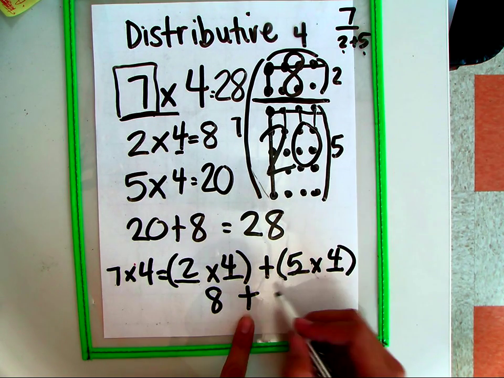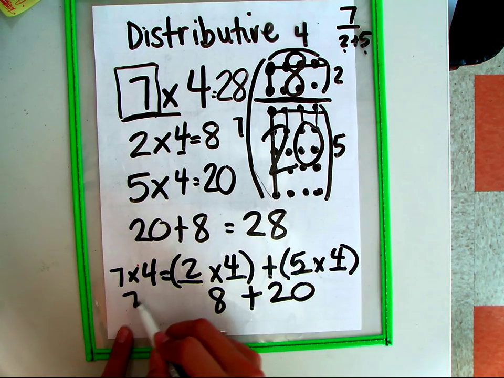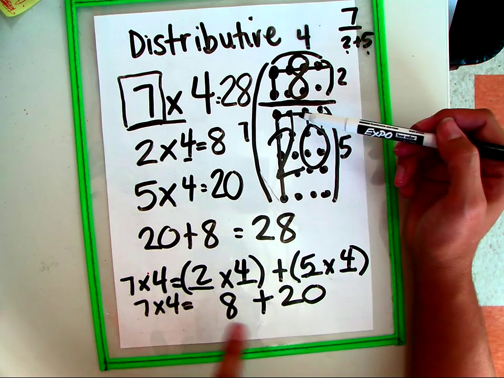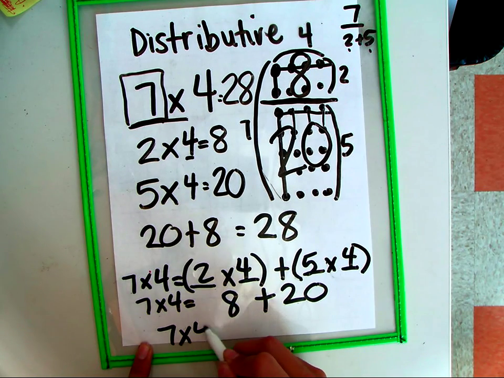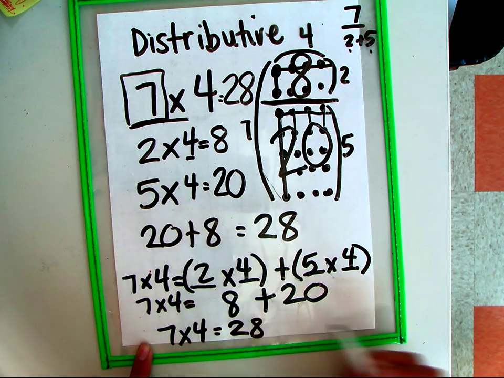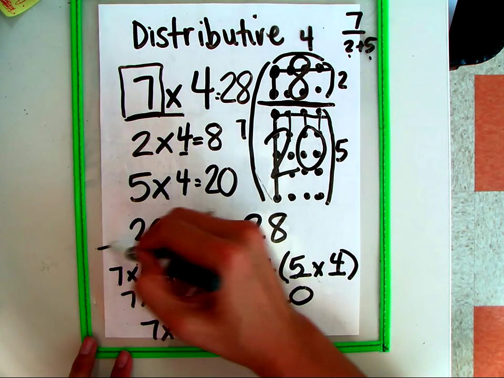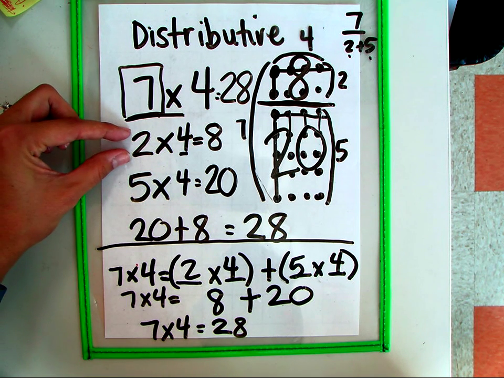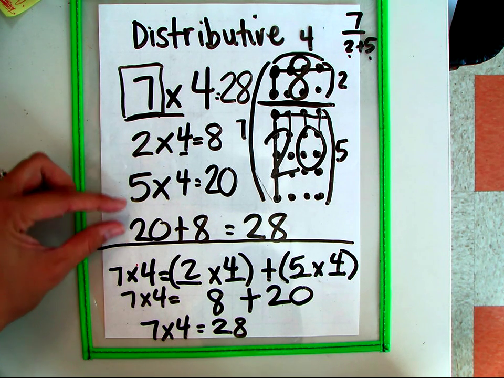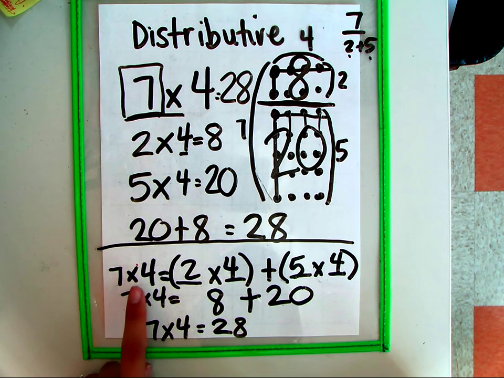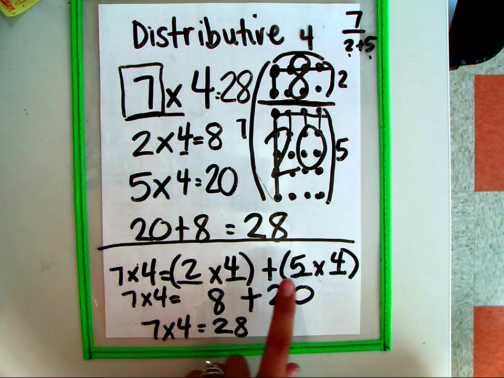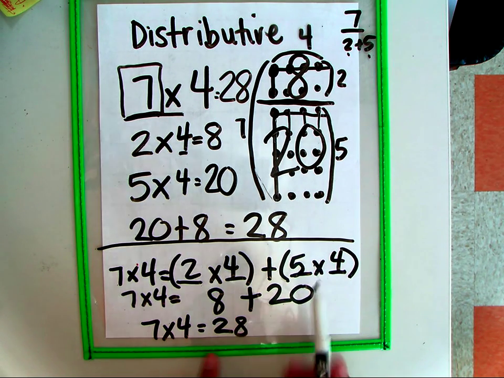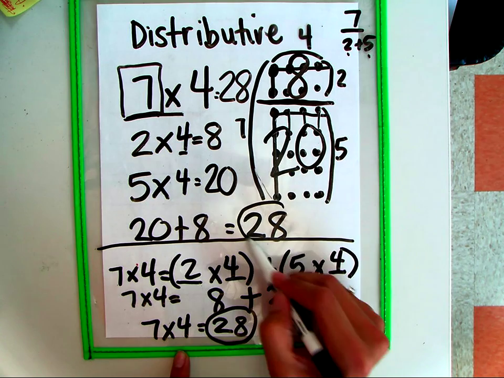5 times 4 is 20. 7 times 4 is also the same as 8 plus 20. 7 times 4 is equal to 28. It doesn't matter which way I write it, whether I start with my fact, write one small array, two small arrays, and add my parts together, or I start with my fact, find the two smaller facts, add them together, and find my product. Either way, I'm getting 28.